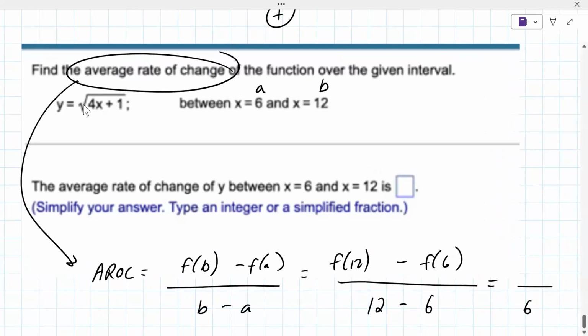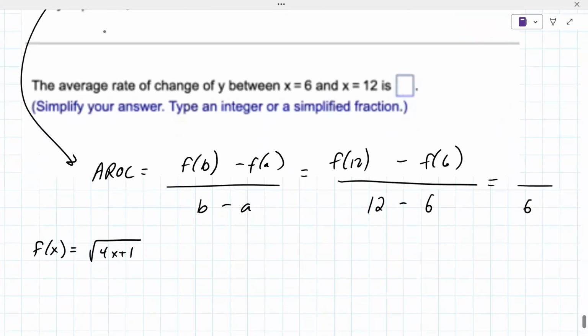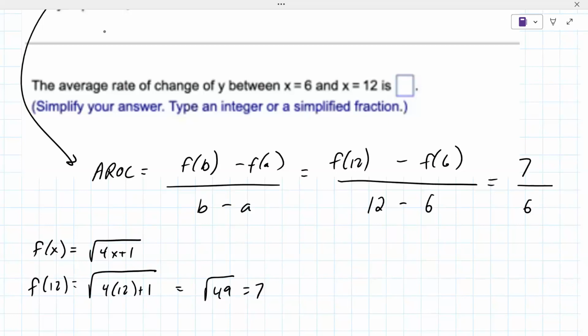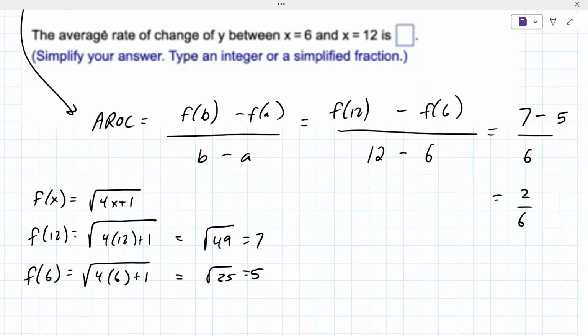So f of 12, you're going back and you're treating this thing like it's a function. So it's really f of x equals square root of 4x plus 1. f of 12 means to put 12 in for x. Square root of 4 times 12 plus 1, square root of 49, which is 7. f of 6. Does this look familiar? I assume we've done some like this. Yeah. Okay, good to hear. Square root of 25 is 5. These tend to work out nicely.